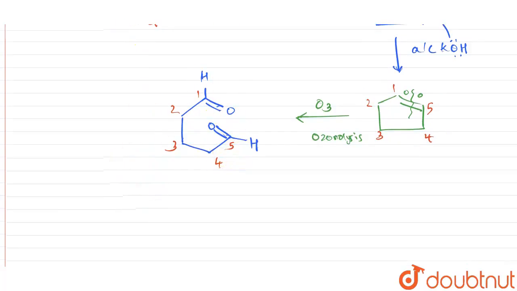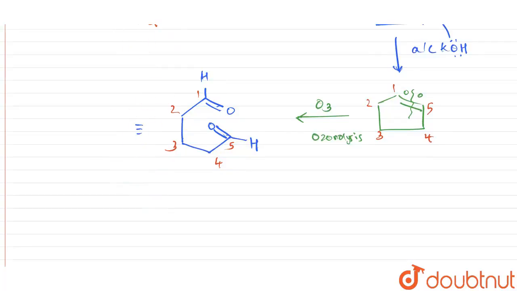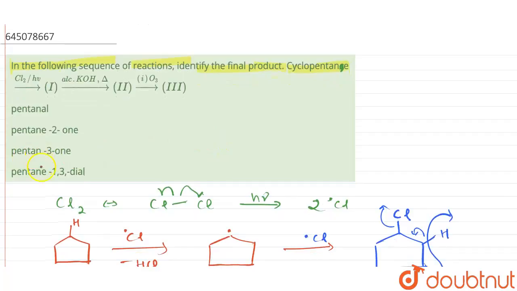So if I draw the proper structure, this structure can be also written as CHO group, and I have CH2, right? So CH2 how many times? 1, 2 and 3 times. So CH2 3 times and again CHO. So what is the name of this molecule? How many carbon atoms are there? 1, 2, 3, 4 and 5. So here we have pentane 1,5-dial, right? So let's check the answer.